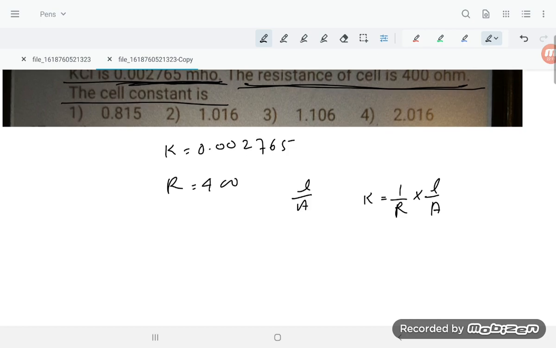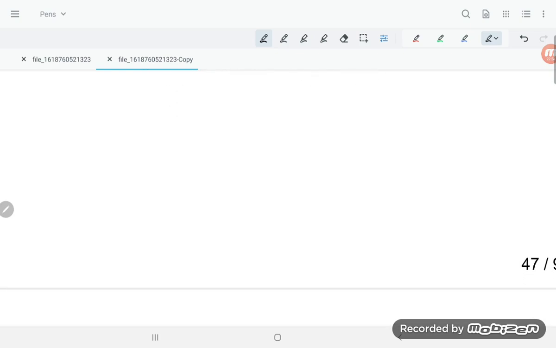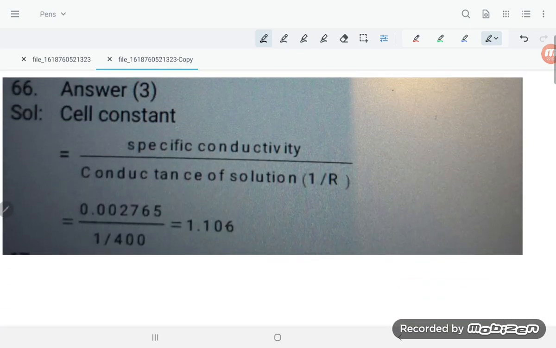Easily you can work it out: l by A is equal to K × R. So 0.002765 multiplied by 400 comes to 1.106. The correct option is option number 3, 1.106. This is the cell constant.